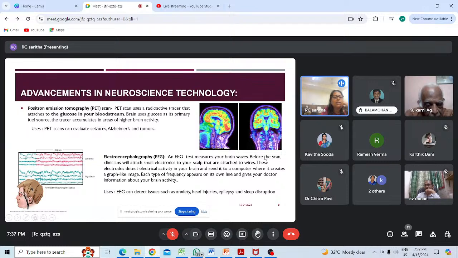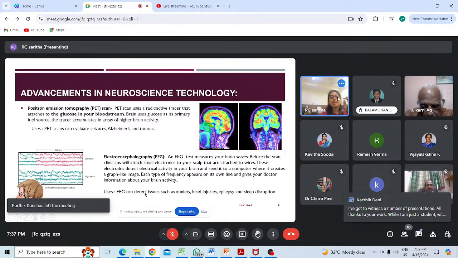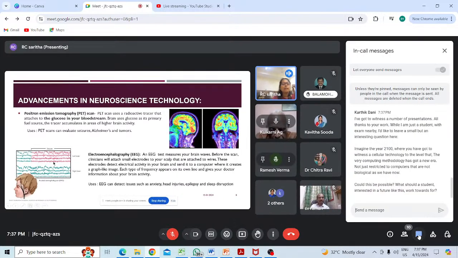So a man is having the electrodes, like wires. Okay, so wires can be connected to your brain with the electrodes which are placed onto the scalp of your head, and these electrodes detect the electrical activity happening in the brain and send it to the computer, where it creates a graph-like image which is showing at the top.